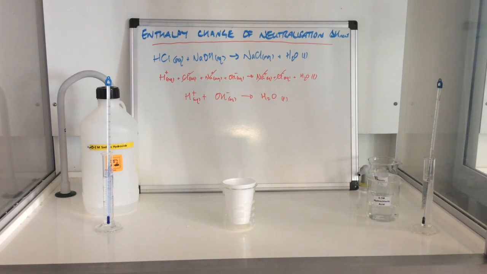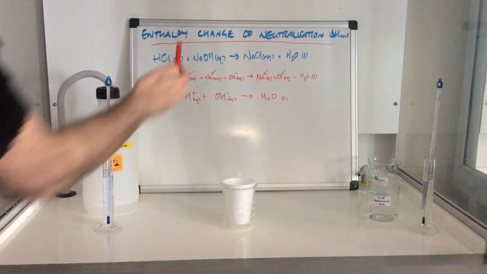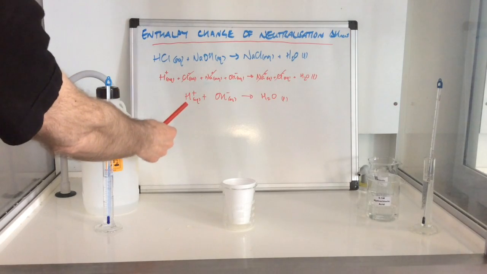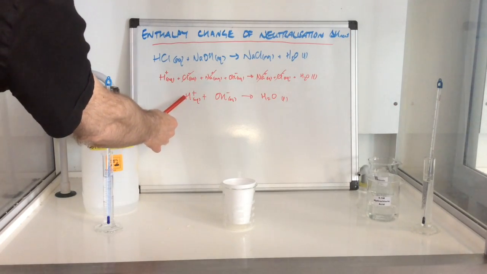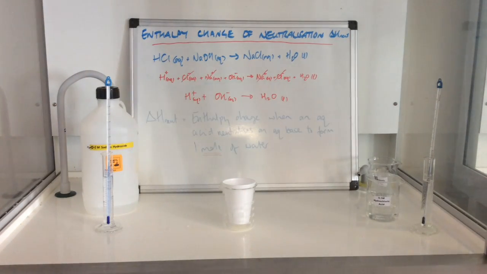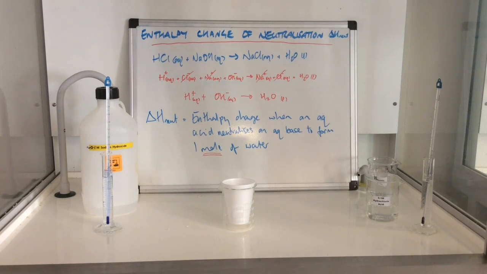And now I've cancelled out the common ions on both sides, and I've got the overall equation that's taking place, which is simply the reaction between an H plus ion and an OH minus ion to form water. So the enthalpy change for this reaction is the same as the enthalpy change for this reaction. And that leads us to the definition for enthalpy change of neutralisation, which is the enthalpy change when an aqueous acid neutralises an aqueous base to form 1 mole of water.